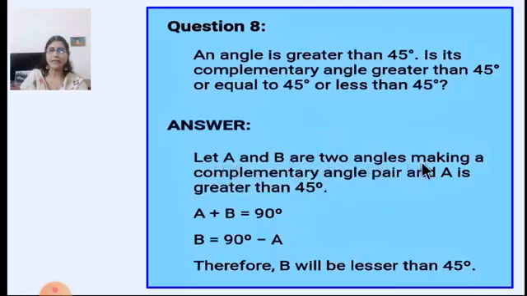Let A and B are two angles making a complementary angle pair, and A is greater than 45 degree. That is given in the question, that one angle is greater than 45 degree and you have to find out the other angle. So let us write like this, A plus B is equal to 90 degree, as they are forming complementary angle. Now we have to find out the other angle. So other angle B will be 90 degree minus A, and A is given more than 45 degree. It is greater than 45 degree. So of course the next angle B will be lesser than 45 degree. Then only on addition you will get 90 degree.